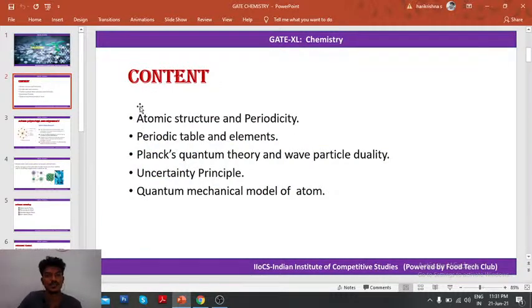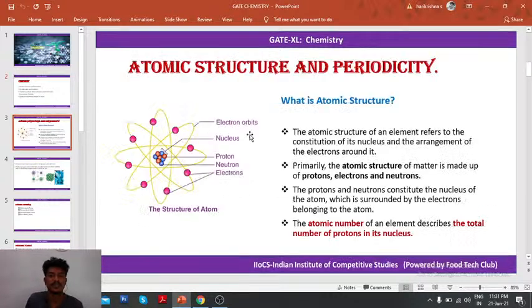In this session we'll be discussing the following content. First, atomic structure and periodicity, then periodic tables and elements, then Planck's quantum theory and wave-particle duality, uncertainty principle, then the quantum mechanical model of atom. All these things we'll be discussing in this demo session. Alright, so first of all, the atomic structure and periodicity.